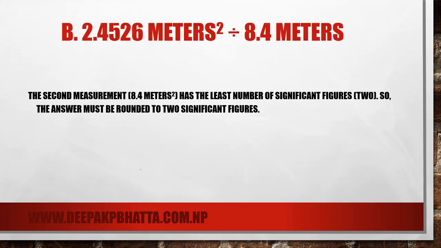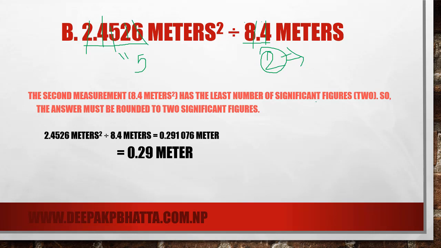Okay, the second example: 2.54626 meters divided by 8.4 meters. What is the final answer? The final answer should be in two significant figures. Why? Because in the first number, 2.54626, how many significant digits? 1, 2, 3, 4, and 5. This has 5 significant figures. But in the second number, 8.4, how many significant figures? Only 2, the 8 and 4. That's why the least number of significant figures is 2, and the final answer should be in two significant figures.